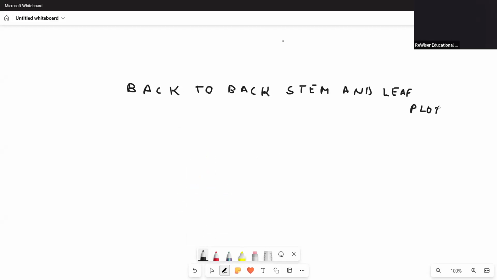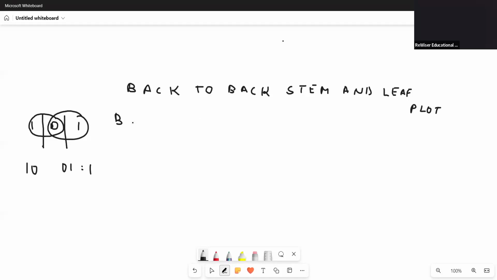what does that mean? So that literally means that suppose there are two sets of data given to us. So suppose I'm writing 1, 0, and 1 like that. If I take the key for this, that represents 1, 0, 10. And if I'm taking a key for this, that represents 0, 1, which is 1. So this is what we say is a back-to-back stem and leaf plot.